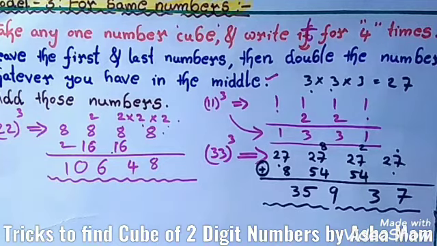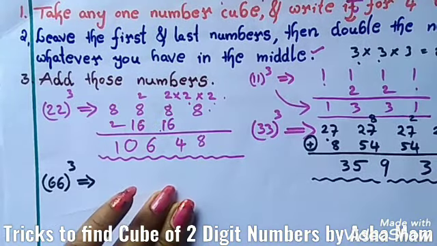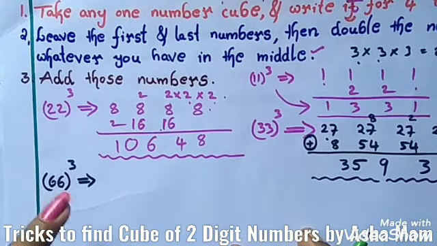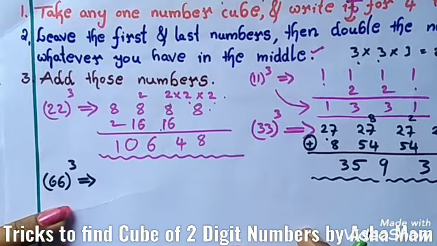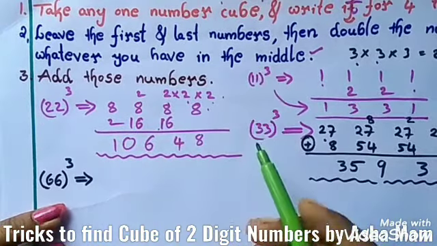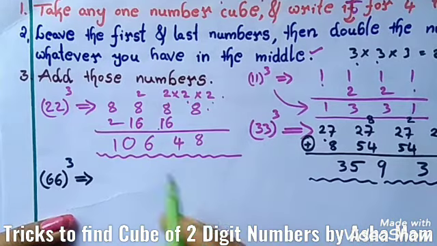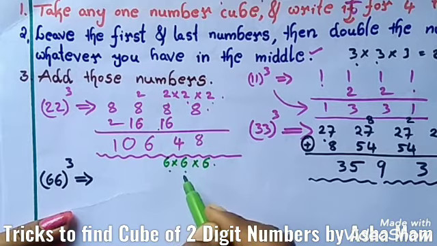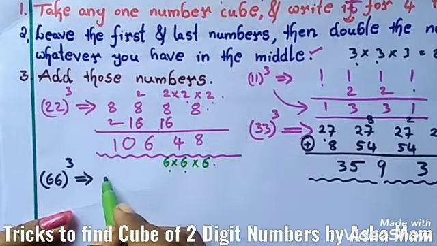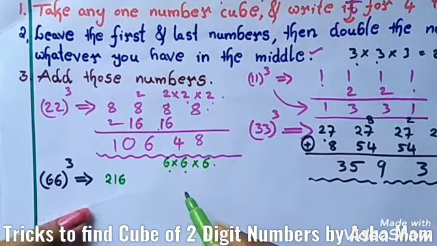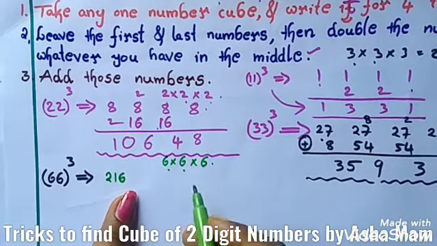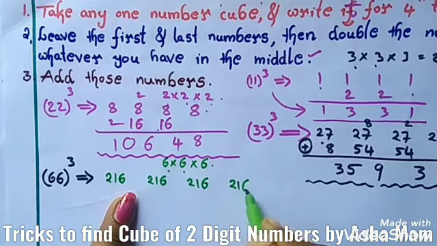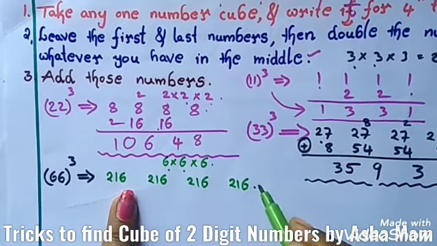Let us see the last example of this model number 3 for same numbers. Here is 66 whole cube. Means here also you have to apply those three rules. In first rule, take any number, cube them. Here 6 is there, so 6 into 6 into 6. 6 6 36 and 36 into 6, 216. So that number you have to write it for 4 times. 216, 216, 216. Now what you have to do?